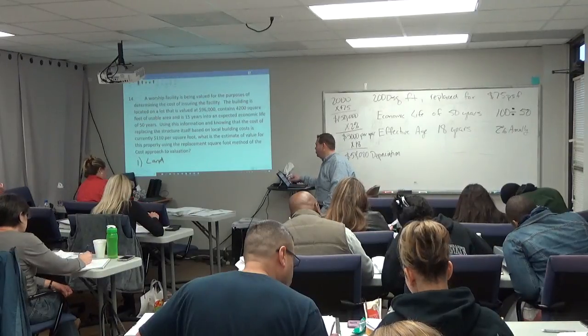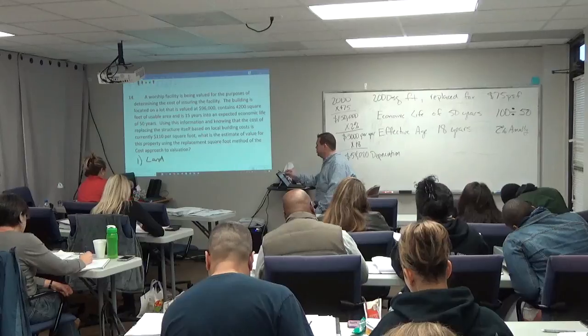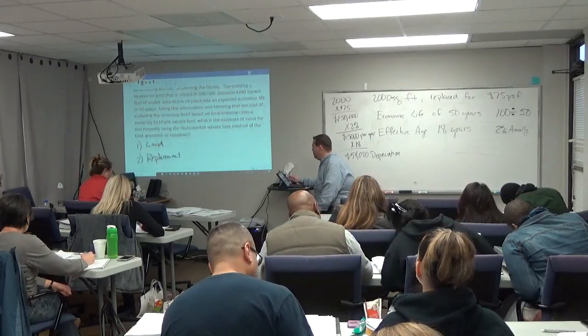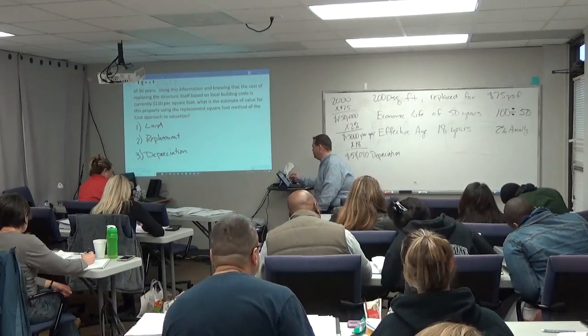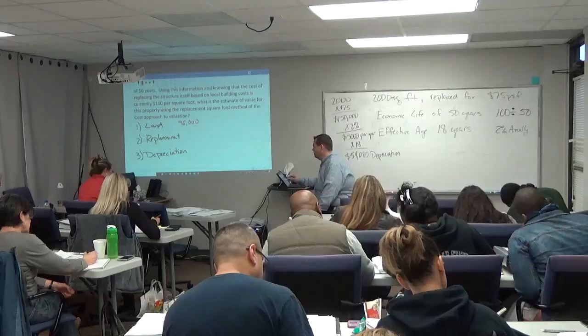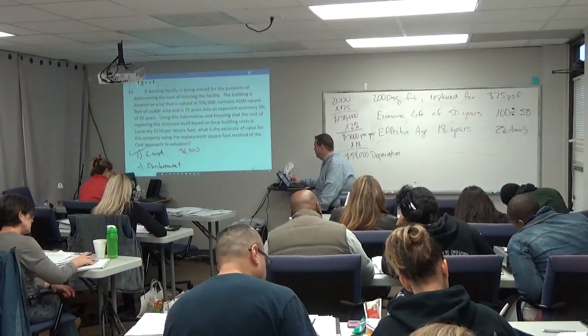So, as I start reading, a worship facility is being valued for purposes of determining cost of insuring it. The building is located on a lot that's valued at $96,000. Well, what am I going to do with the $96,000? That's my land value. Step 1, done. That's it. Nothing else for step 1.